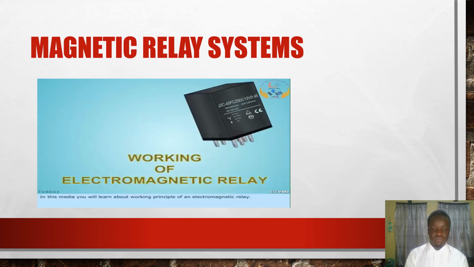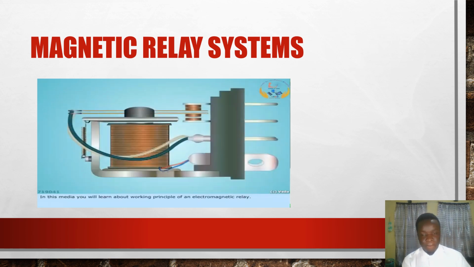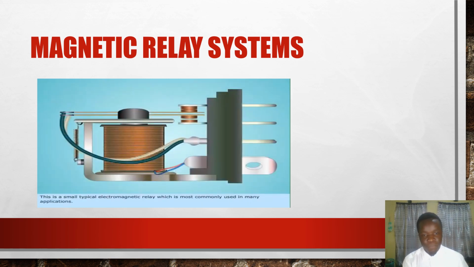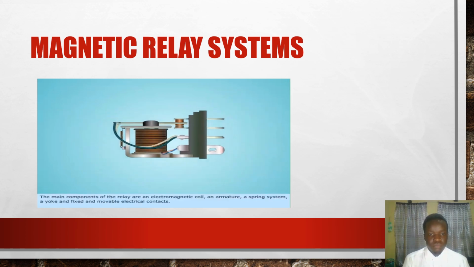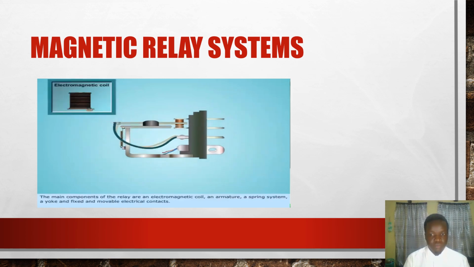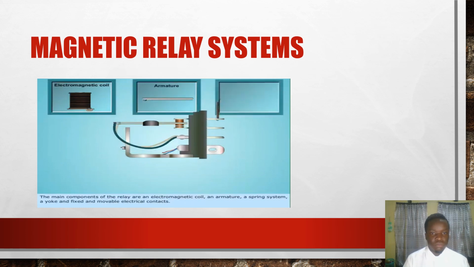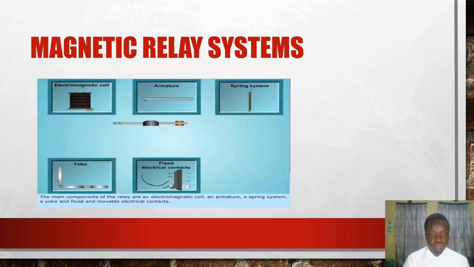In this video, you will learn about the working principle of an electromagnetic relay. This is a small typical electromagnetic relay which is most commonly used in many applications. The main components of the relay are an electromagnetic coil, an armature, a spring system, a yoke, and fixed and movable electrical contacts.